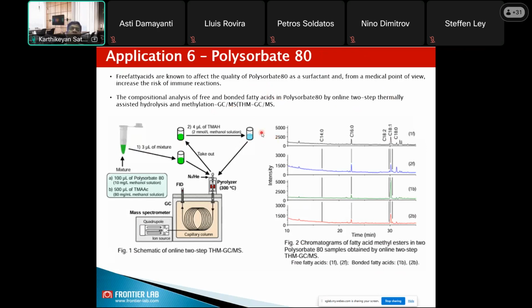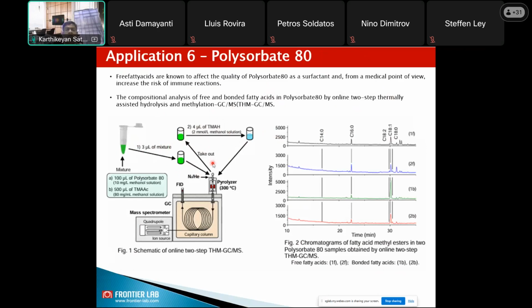So when you want to analyze fatty acids of two different natures, you have to consider a mild methylation or hydrolysis, and also the hardcore one. The hardcore one will be considered for the bonded fatty acids, and the simple one is for the free fatty acids. So far, we have shown all applications where we have used tetramethyl ammonium hydroxide.